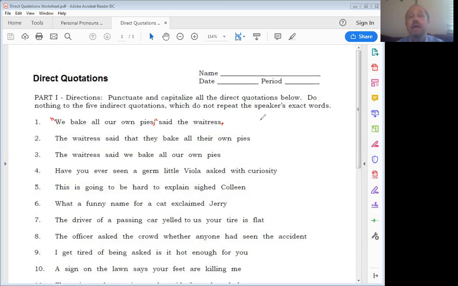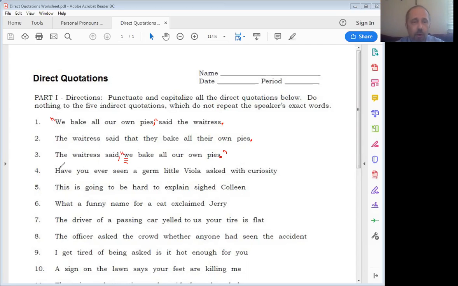All right. Now you contrast this with number 2, the waitress said that they bake all their own pies. This is an indirect quotation, and the only thing it's really missing here is the period at the end. That's the only thing I need to do, right? And again, contrast with number 3, the waitress said, comma, quotation mark, capital W, because this is the beginning of her sentence for what she's saying, right? "We bake all our own pies," period, quotation mark, just like that, but hopefully neater. Hopefully your handwriting's a little neater than my computer handwriting.